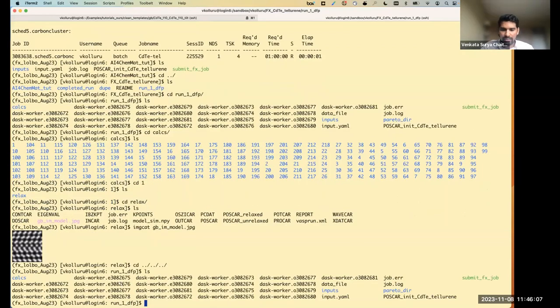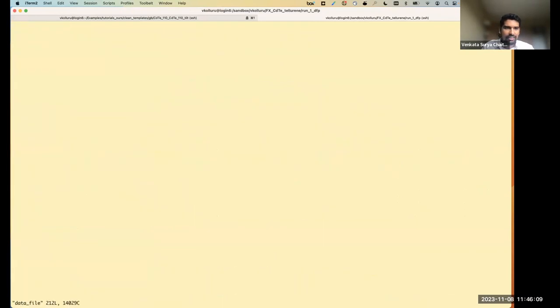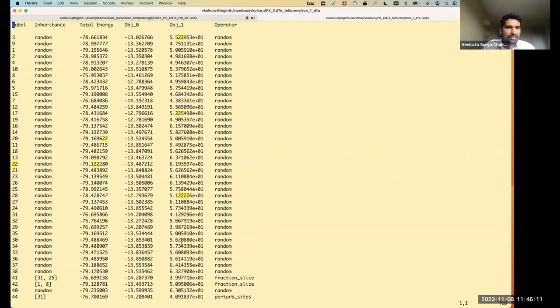And the next thing is the data file, which includes the label for each calculation and the total energy for the model. This objective function 0 corresponds to the objective function value which is calculated using the chemical potentials we provide. And the objective function 1 is the experimental mismatch. So these two are minimized, and this is what we plot in our Pareto plots.